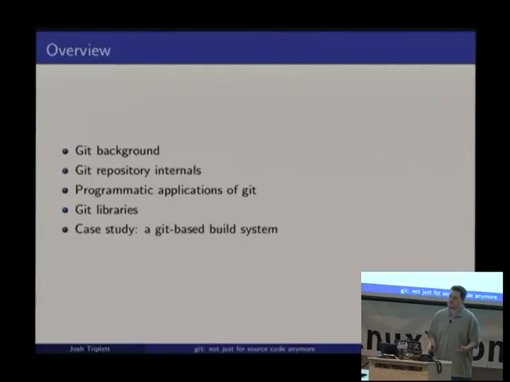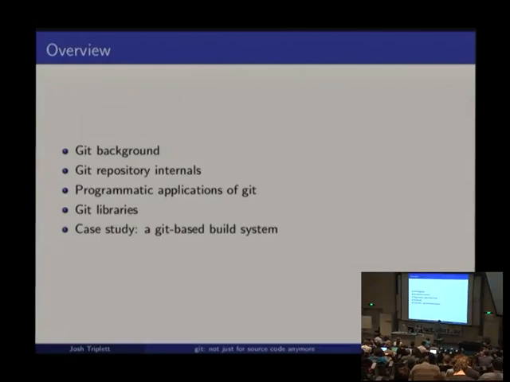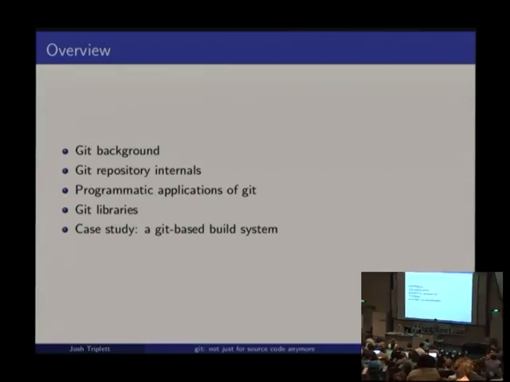So I want to give a bit of background on Git and what pieces of it are more relevant for using it programmatically as a data store, dig a little bit more into the repository internals than you might have seen before, take a look at some existing programmatic applications of Git for something other than just source code or even just text files, take a look at a few of the Git libraries you can use so that you don't just have to fork and exec the command line tools, and then go through a case study of a Git-based build system that I wrote.